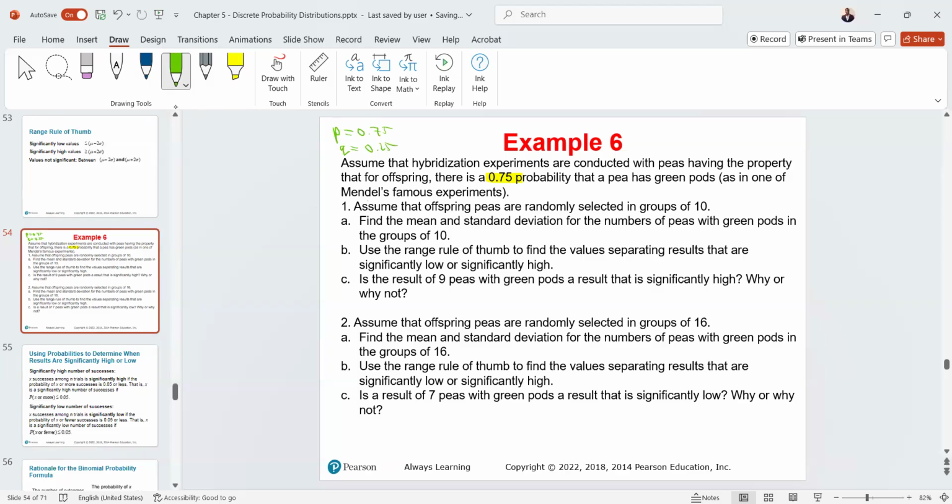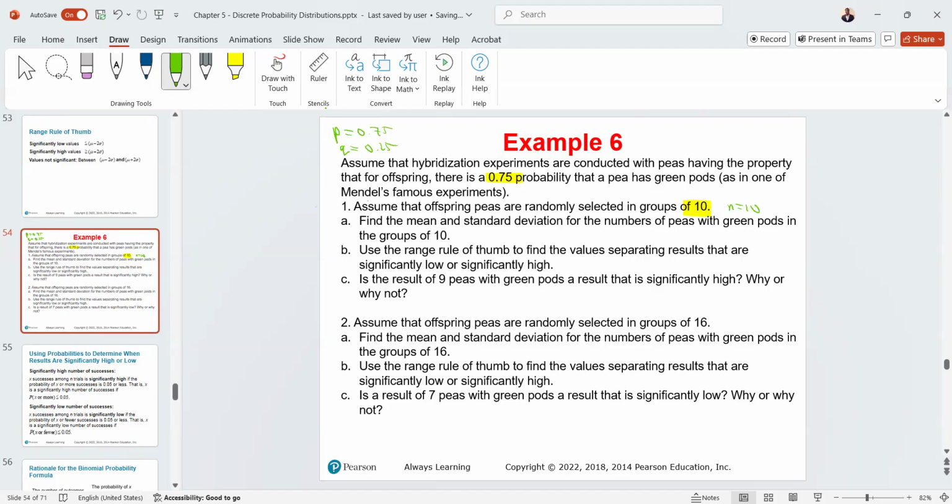Next step is to identify what is N. Oh, you see a group of 10. In this particular example, N is 10. Now, what they ask you to find, they said find the mean and the standard deviation. So that's what they ask you to find. Remember, if you know the variance, then you know the standard deviation.